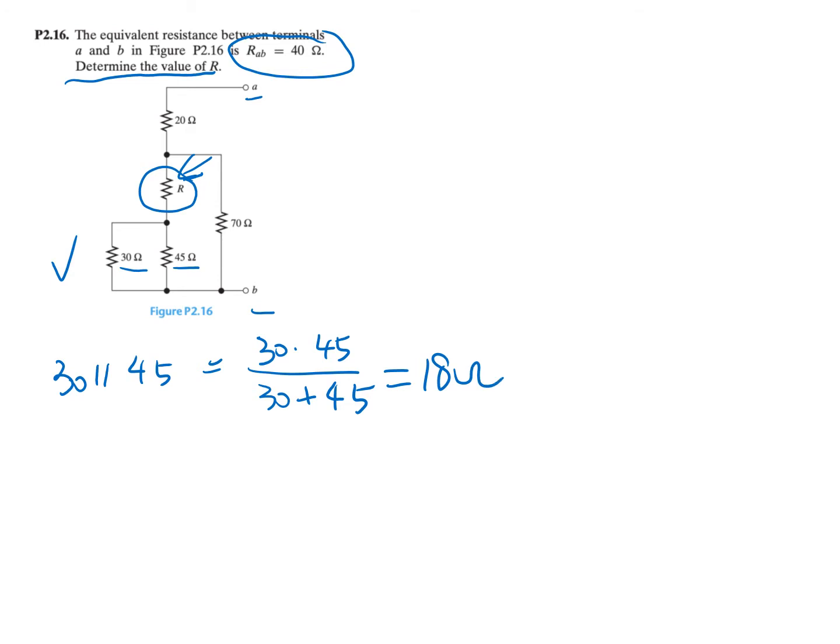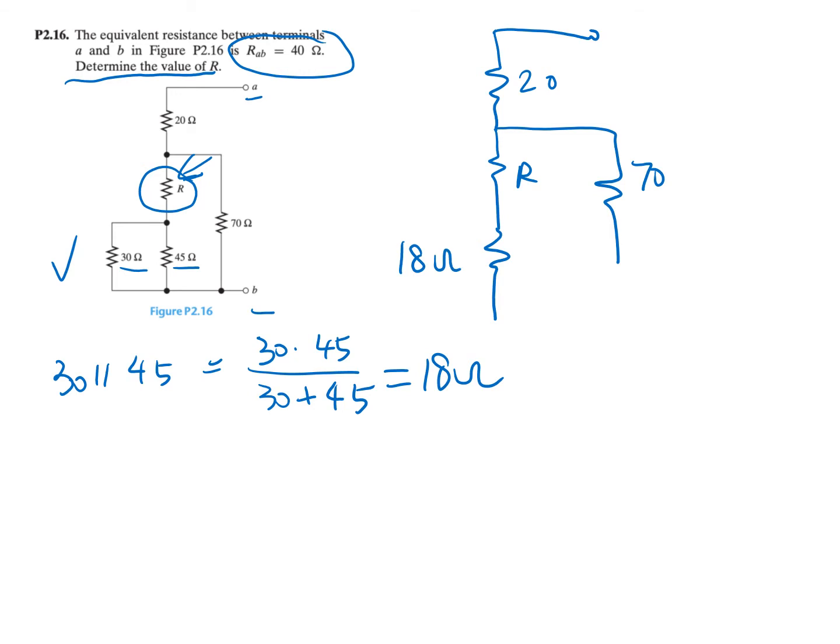And now we can simplify the circuit. Let's redraw the circuit diagram. This is 20, this is R, this is 70. This is now 18 ohm. We have terminal B here and terminal A here.